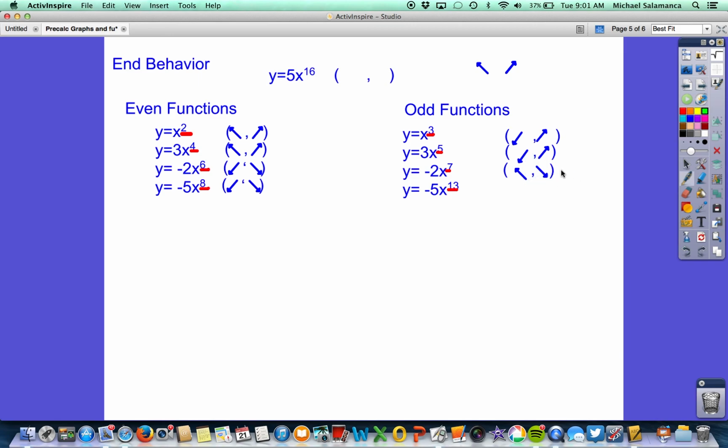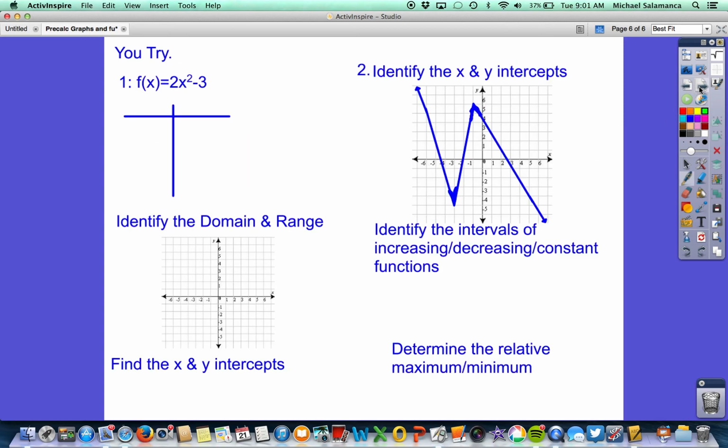For y equals negative 5x to the 13th, it's the same exact thing. Again, because we're only talking about the end behavior, we don't care about what's happening in the middle.